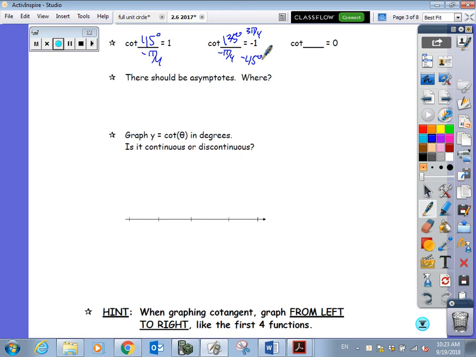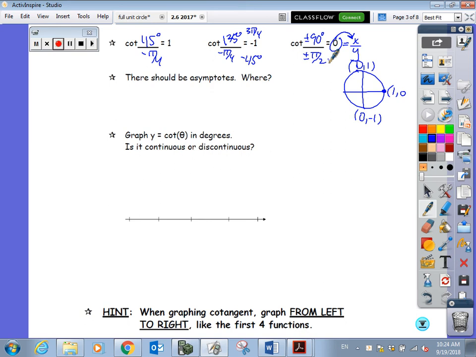Now, 0 is different because cotangent 0 is x over y. So our 0 needs to be the x value, and when we look at our unit circle, x is not 0 here, but up here and down here, x is 0. So that's plus or minus 90 degrees, plus or minus pi over 2, 270, 3 pi over 2, any of those. So the 1 and negative 1 are the same, but everything else would be different.